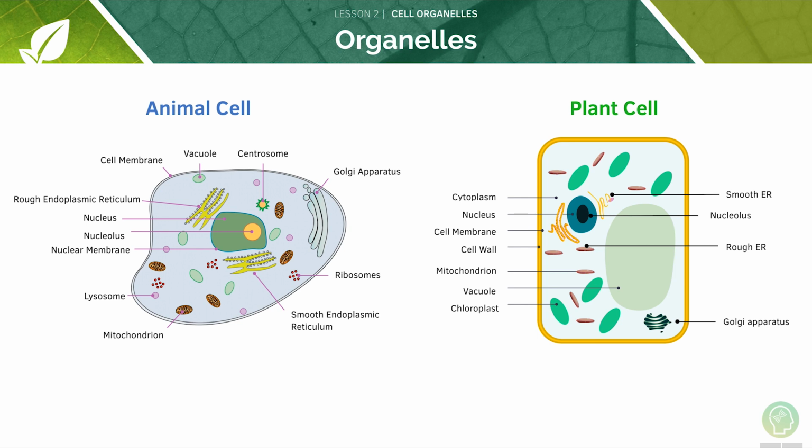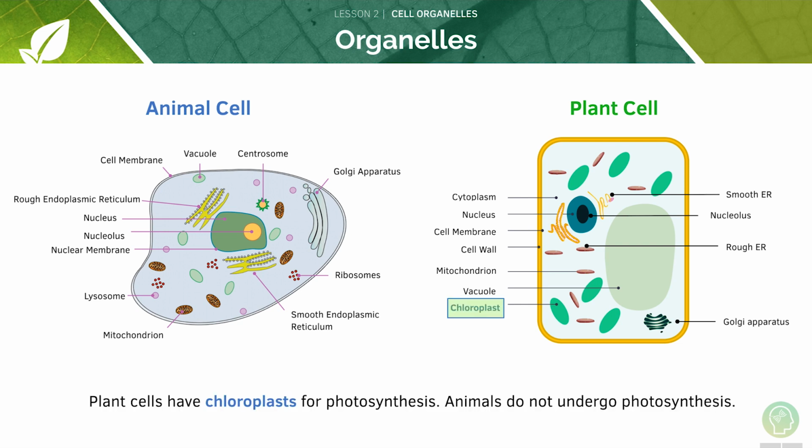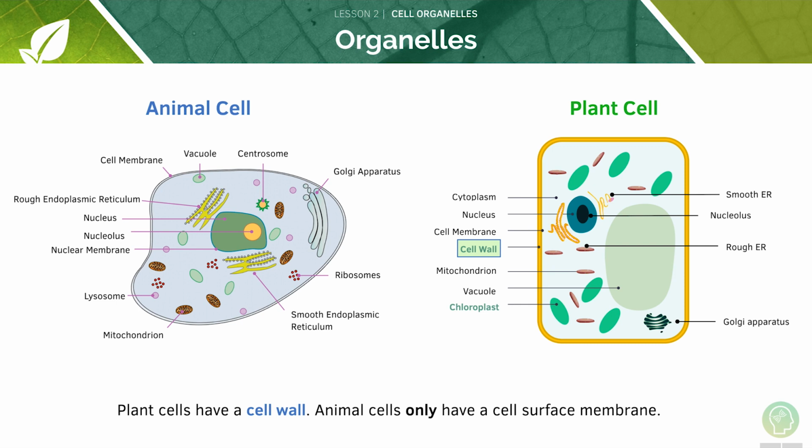Let's consider some of the differences between animal and plant cells. Plant cells have chloroplasts for photosynthesis. Animals do not undergo photosynthesis. Secondly, plant cells have a cell wall. Animal cells only have a cell surface membrane. Finally, plant cells have a large central vacuole, whilst most animal cells do not.